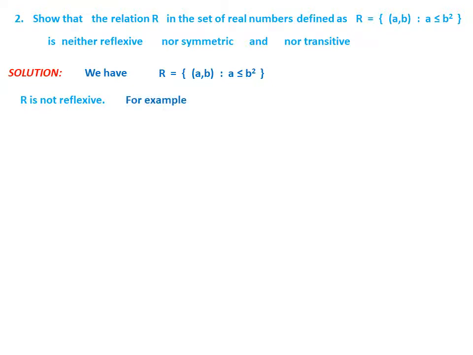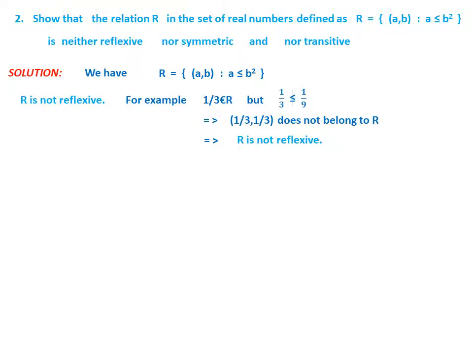So now for example, let us take 1/3 belongs to R. But 1/3 less than or equal to 1/9 is wrong, because this implies clearly (1/3, 1/3) does not belong to R, because the condition is (a, b) belongs to R only if a is less than or equal to b square. So this clearly shows it is not reflexive.